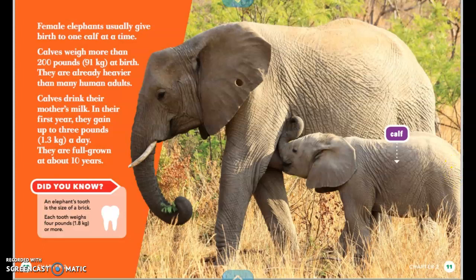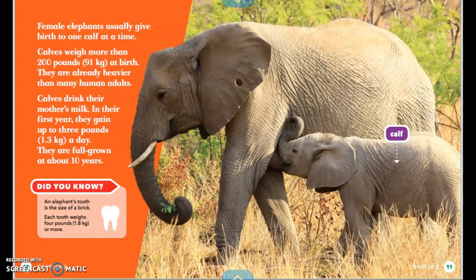Female elephants usually give birth to one calf at a time. Again, really interesting fact. Baby elephants are called calves. Calves weigh more than 200 pounds at birth. They are already heavier than many human adults. Calves drink their mother's milk. In the first year, they gain 3 pounds a day, and they are fully grown at about 10 years old.